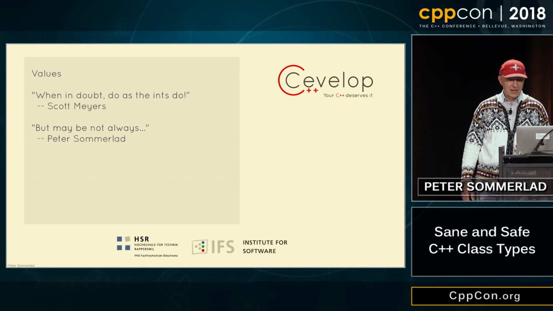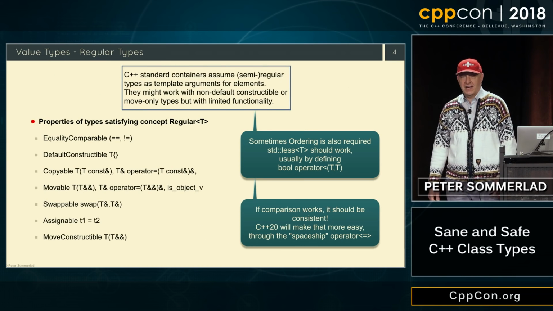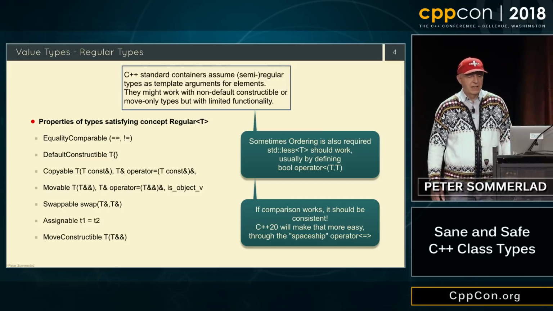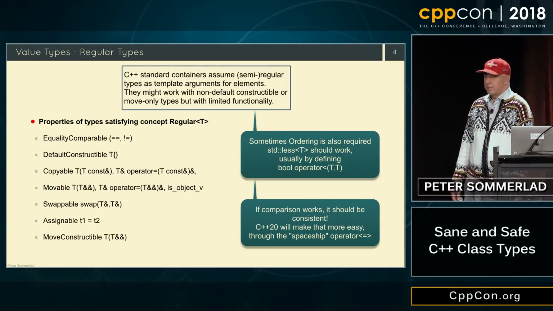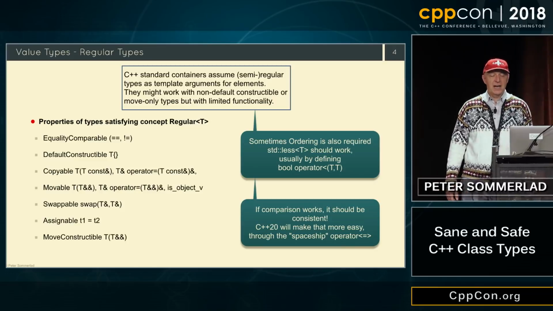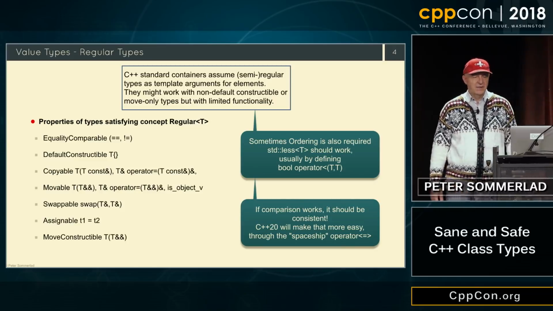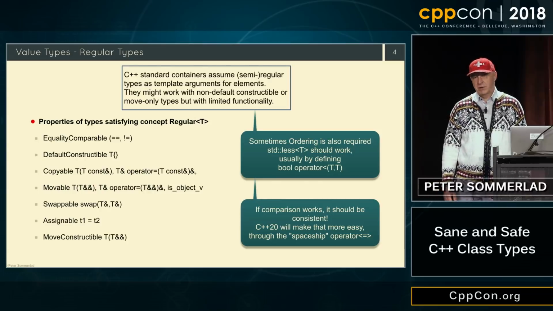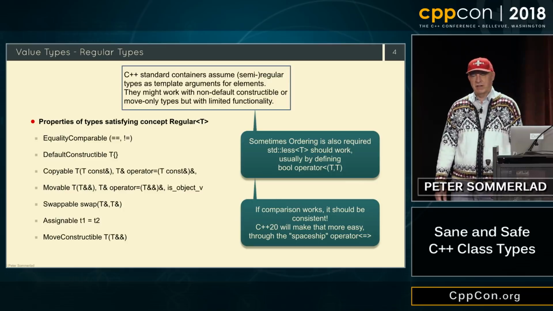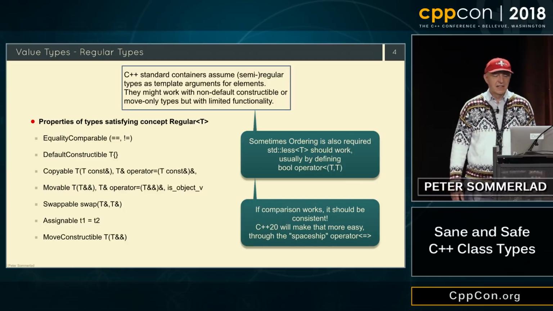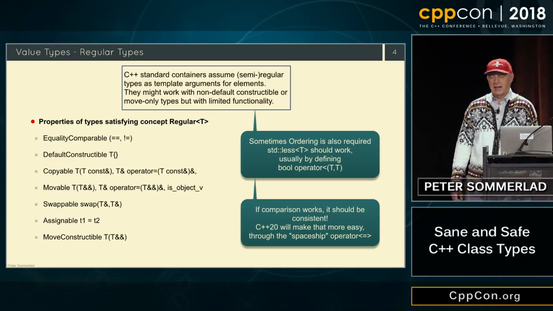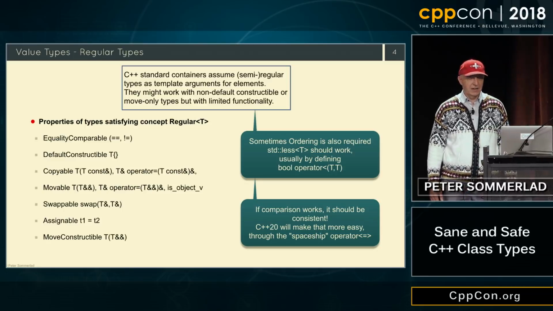Stay tuned. So value types in the standard, and in the concept of the standards, we have the concept of a regular type. And C++ containers assume that you put more or less regular types in as template arguments for the elements that you put in the container, and then everything works fine and smoothly. And if you put very interesting types in your containers, they might work partially or not at all, and you might end up in undefined behavior land.